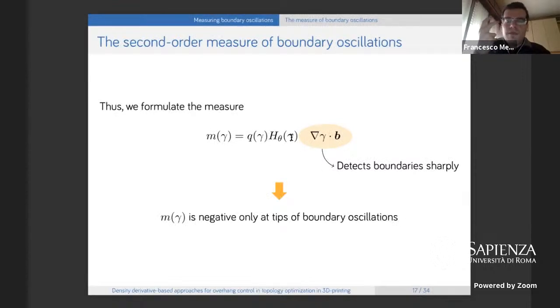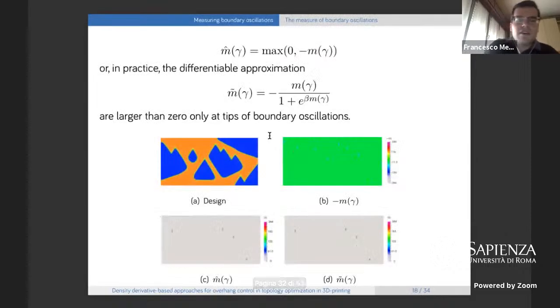This measure merges all the considerations we made above. By how it is built, M of gamma is negative on the tip of boundary oscillations, positive at valleys and in top parts of the holes, and 0 everywhere else. And this is indeed what we can see here.